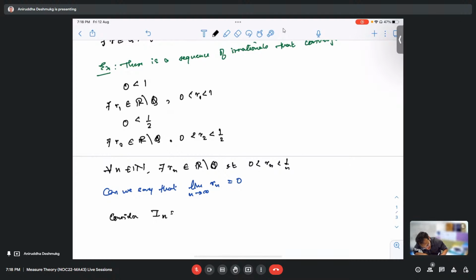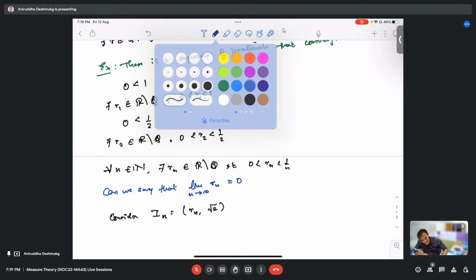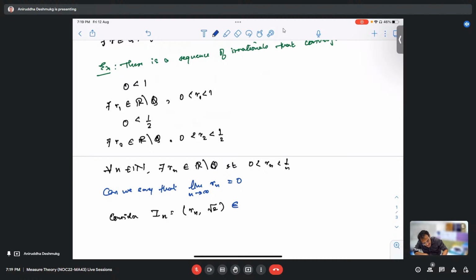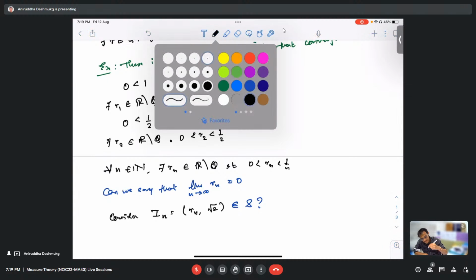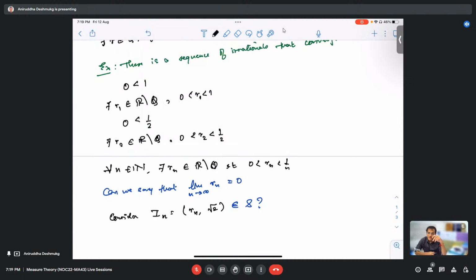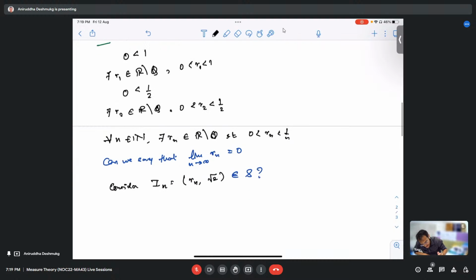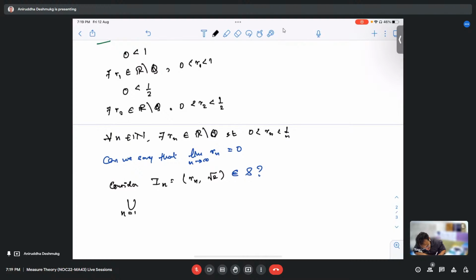Consider In as Rn comma root 2. So is this In inside our S? Can I say this? Yes, right? Because the endpoints are irrational. Now, what about the union of the INs, the union over n of Rn comma root 2? So what do you think this is going to be equal to?